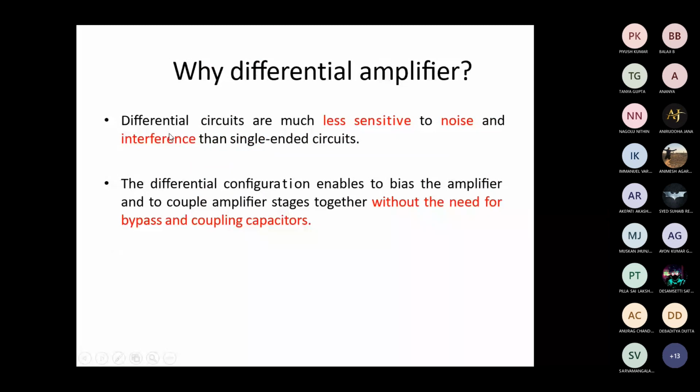So differential circuits are much less sensitive to noise and interference than single-ended circuits. So why we use differential amplifiers compared to a normal amplifier is that it is much less sensitive to noise and interference compared with the single-ended case. And it also enables us to bias the amplifier and to couple amplifier stages together without the need for bypass and coupling capacitors. So when we use a normal single-ended transistor and want to use more than one stage, we generally use some kind of coupling. Either we use coupling capacitors, RC coupling, transformer coupling. There are different couplings. Here, there is no need for bypass or coupling capacitors when you go for more than one stage.